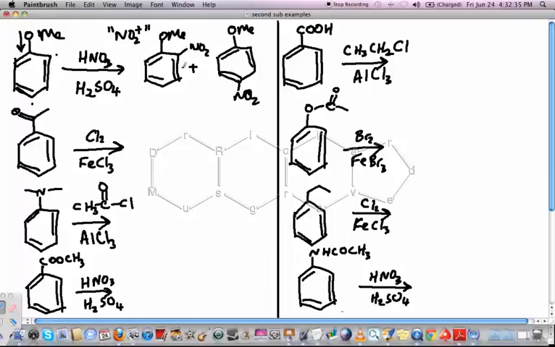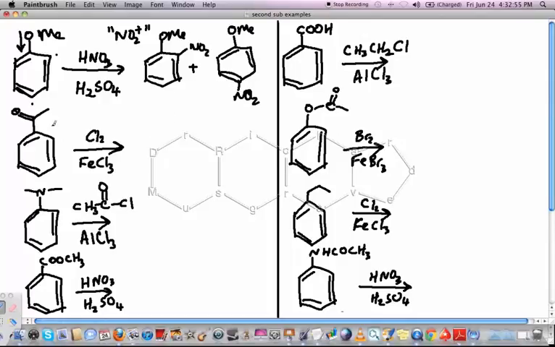Now it's worth saying that the mixture is probably going to be about 66% of this one and 33% of this one. The reason for that is just sheer numbers, because we have two possibilities for ortho groups and only one possibility for para, so we'd expect a 2-to-1 ratio for each of these products.